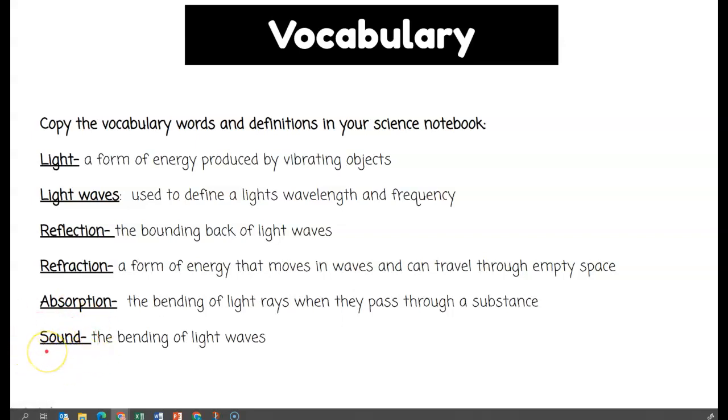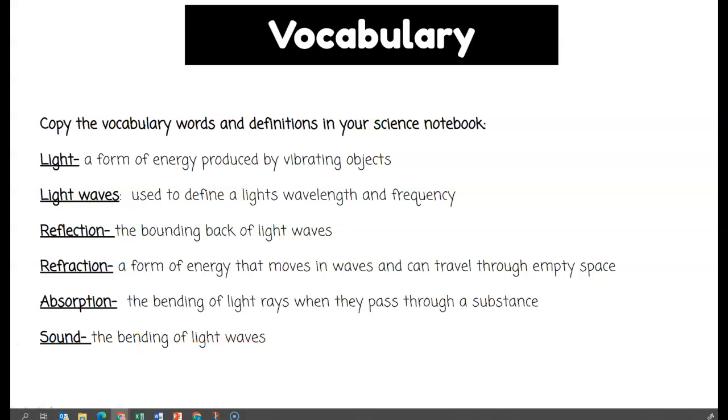And even though we're talking about light, I am going to define sound. Sound happens with the bending of light waves. So go ahead and copy those vocabulary words and definitions into your science notebook. You will be doing several different experiments. I'm going to give you examples of things to use, but you can be creative and use things that you have around the house, okay?